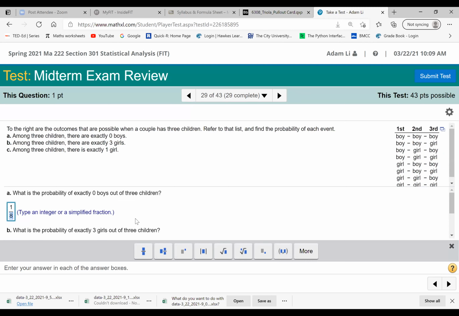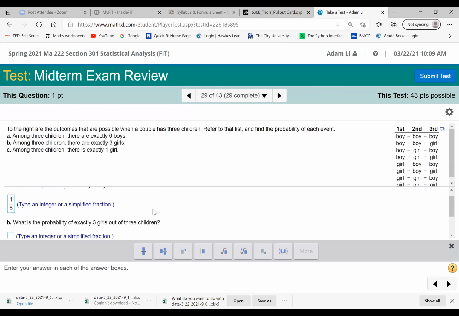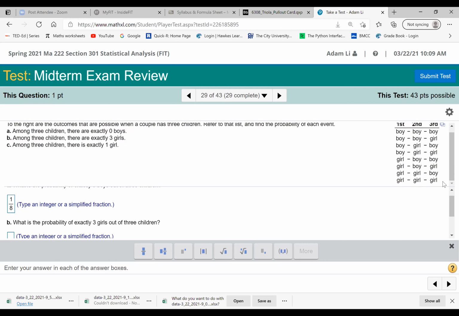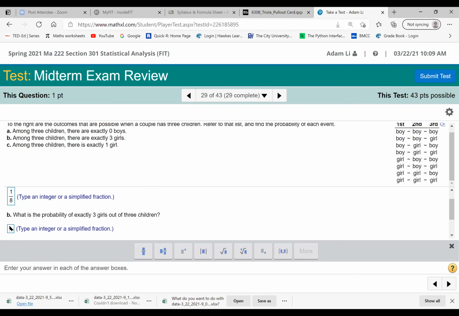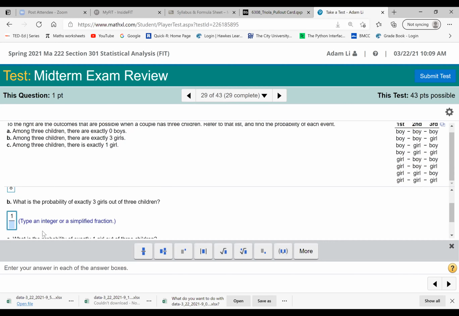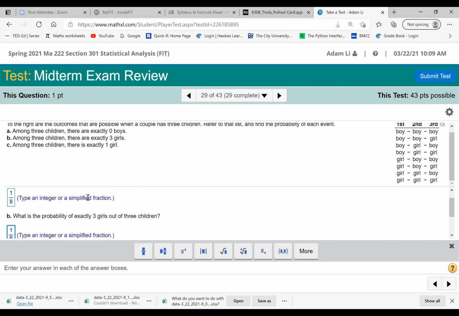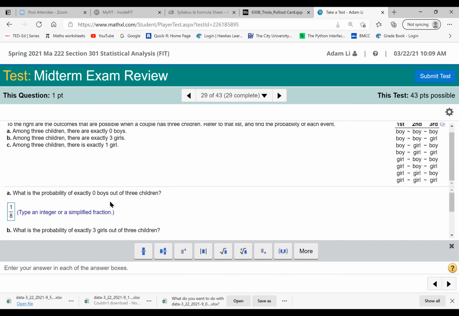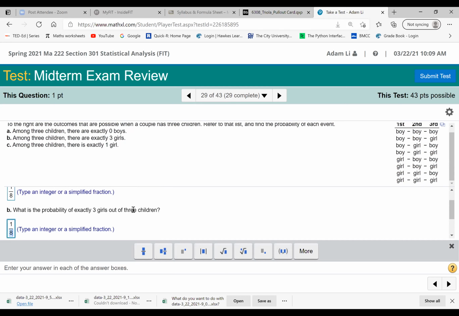Okay. Yeah, that should be the answer. What is the probability of getting exactly 3 girls out of 3 children? Girl, girl, girl. Again, it's 1/8. 0 boys and 3 girls are equivalent. If you're getting 0 boys, it's 3 girls. Okay, so they are the same event.